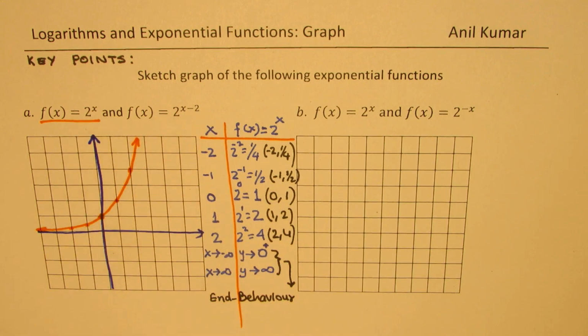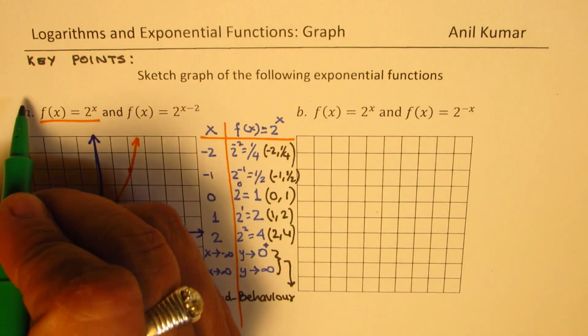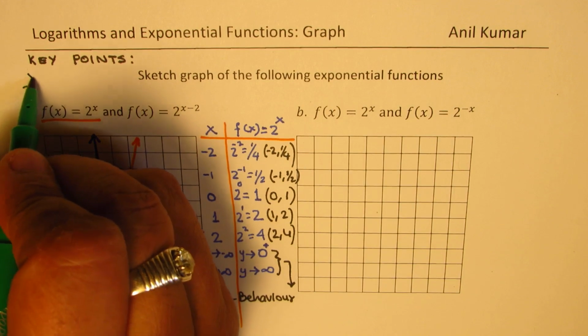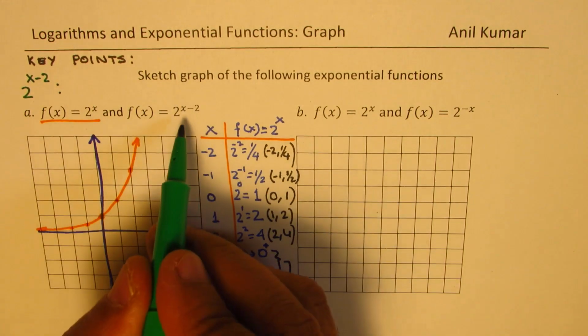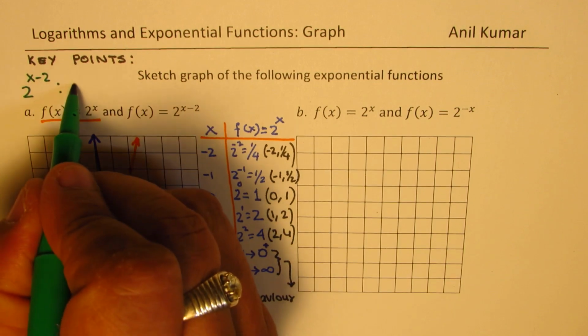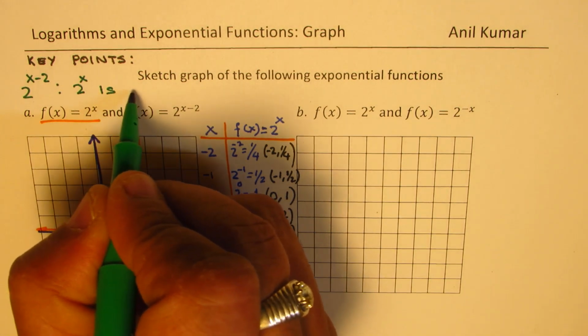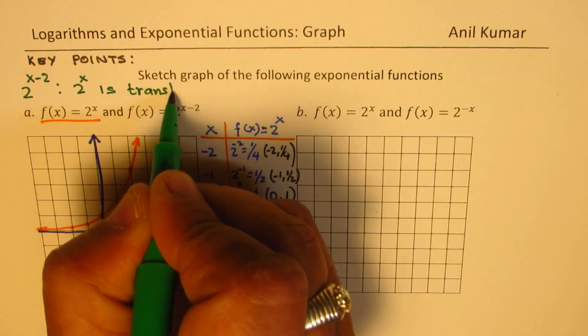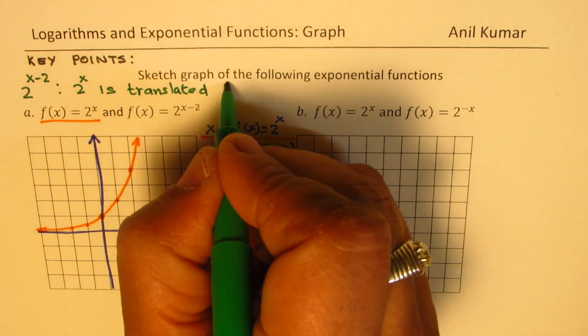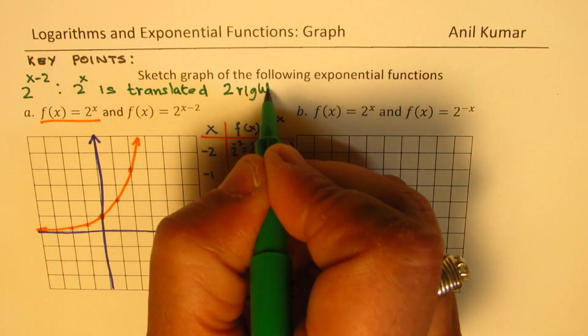Okay. Now let's try to figure out how to sketch the second graph, which is 2 to the power of x minus 2. Let me take another ink to sketch that graph. We'll use green color for this. Now this means what? Here 2 to the power of x minus 2 really means that we have to translate 2 units right. So that means this function is translated to the right. That is what it means.